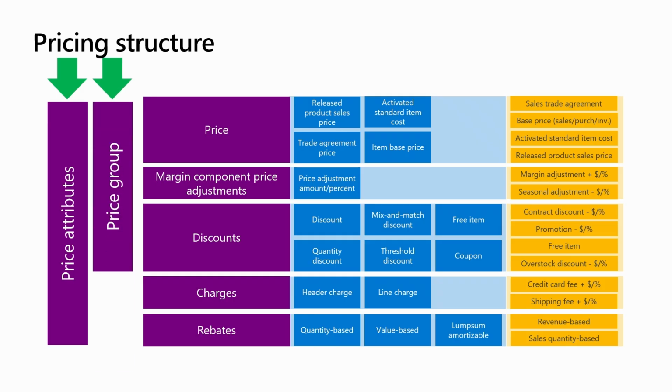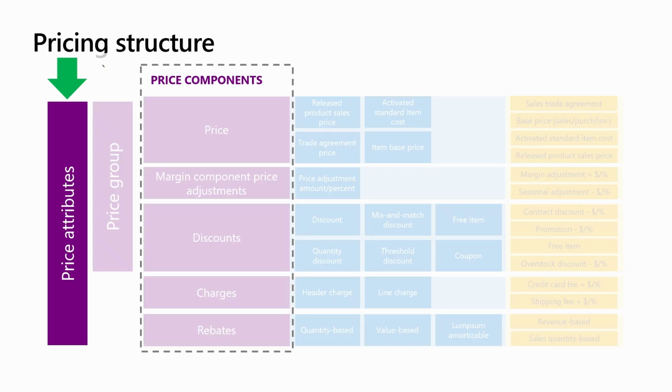Price groups enable businesses to bundle and rank these attributes together and apply customized pricing strategies more effectively across price, margin, and discount price components. In Dynamics 365 pricing management and throughout this presentation and demo, price components refers to price, margin, discount, charges, and rebates. These are various building blocks available for you for your pricing strategy. And today we'll be focusing on price attributes and how they'll be applied in pricing management.